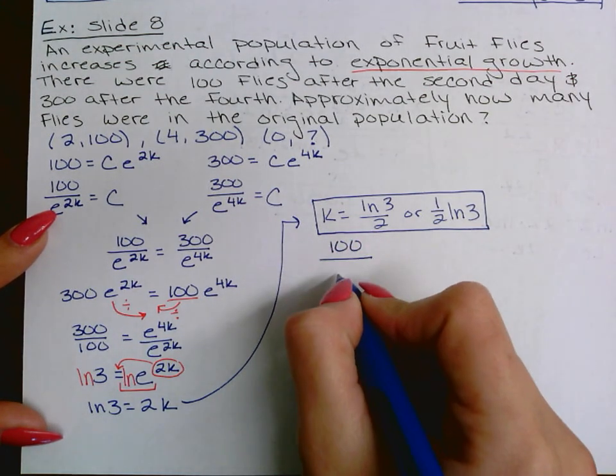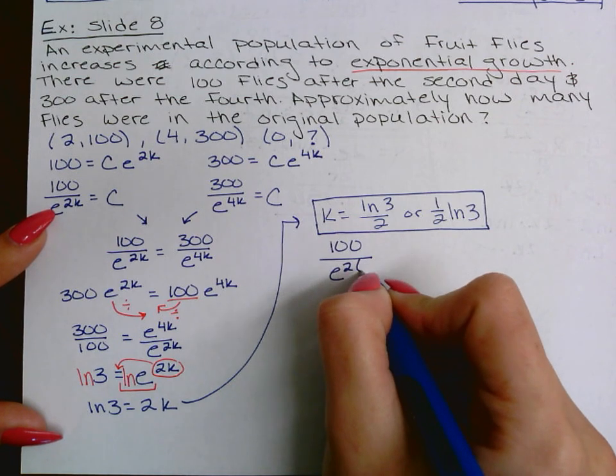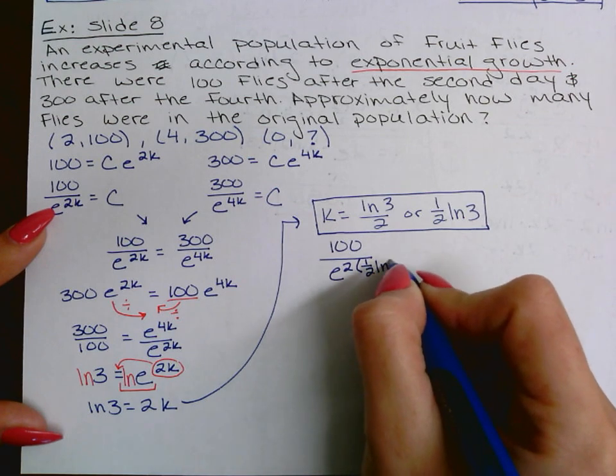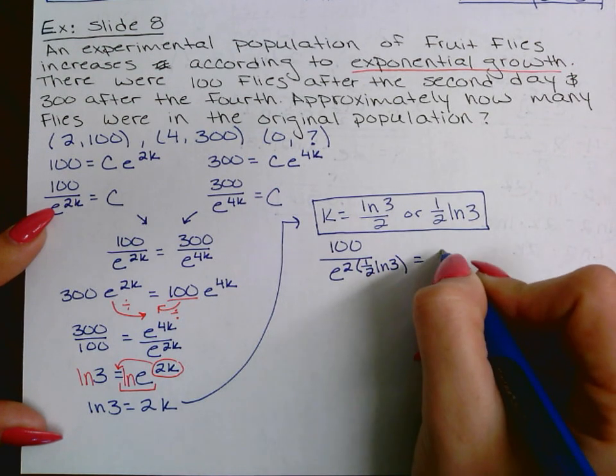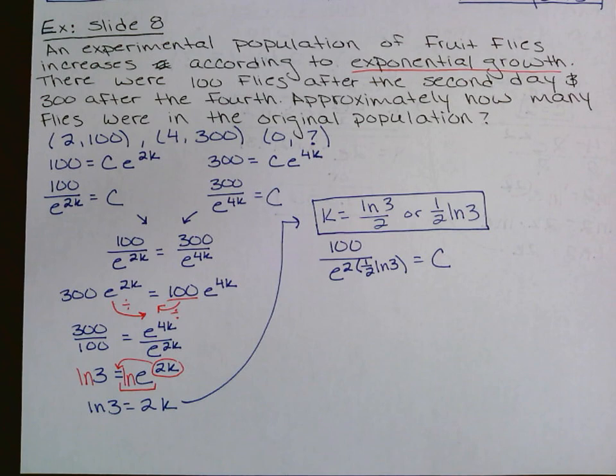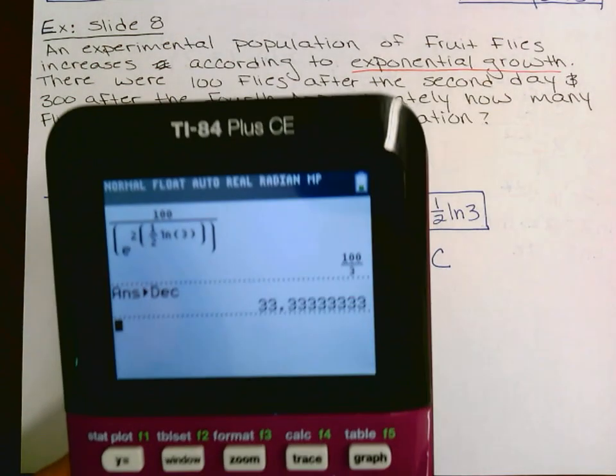So now I could say 100 over e raised to 2 times half ln of 3, and this is going to give me C. All right, take a moment and plug that in your calculator. All right, so if you plugged it in your calculator, it should look something like this.